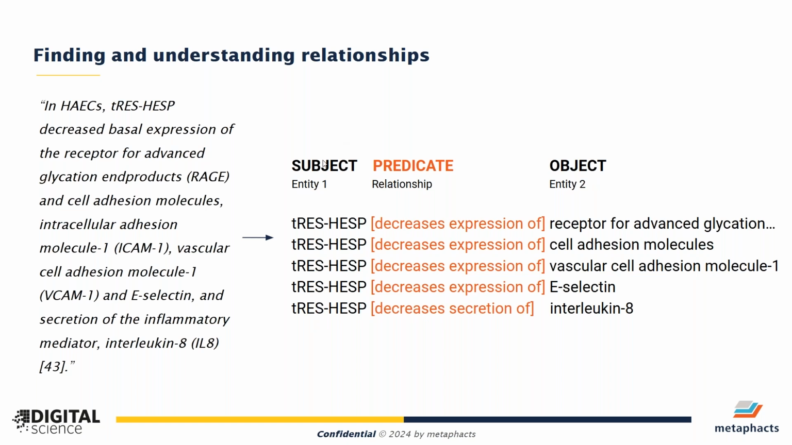Subject is the cause, and the object is the effect. So this is a causal relationship. We see here on the left-hand side the protein, on the right-hand side another protein, and in between we have mapped it to a relationship, in this case decrease expression of 4 times, 1 time decrease secretion of.